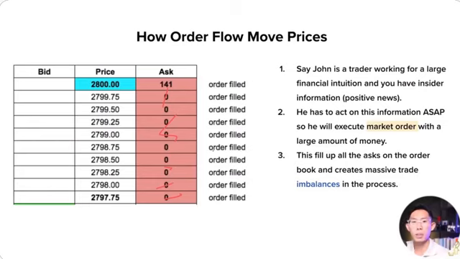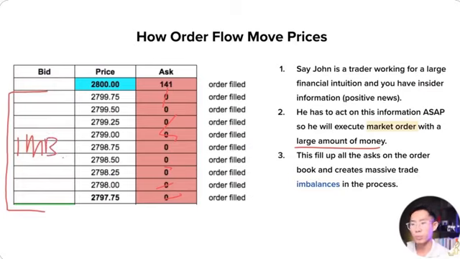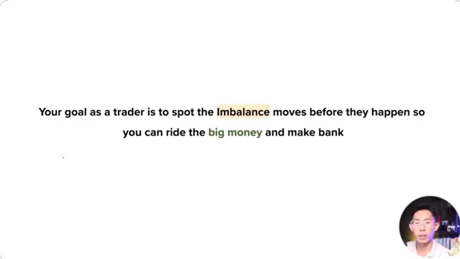And when this happens, it's because he was able to execute a large buy order, right? He was able to enter into the market in bulk. And this creates massive imbalances in the market. If you look at the left hand side, it creates your imbalances. And like I said, your goal as a trader is to really spot the imbalance move before they actually happen so that you can ride the big money and make bank.